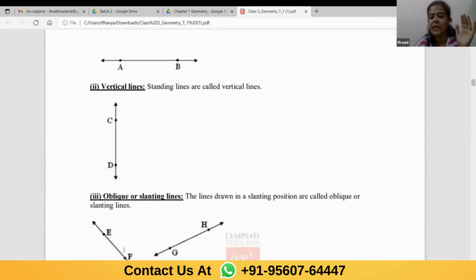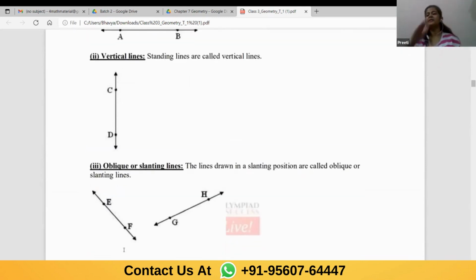Now here comes oblique. For you, Alarika, that slanting line is oblique. They are one and the same thing. Slanting means which is starting from one end. It is neither horizontal nor vertical. Okay, ma'am. Neither horizontal nor vertical. It could be like this, it could be like this, it could be like this. So any which way, all these lines are slanting lines.